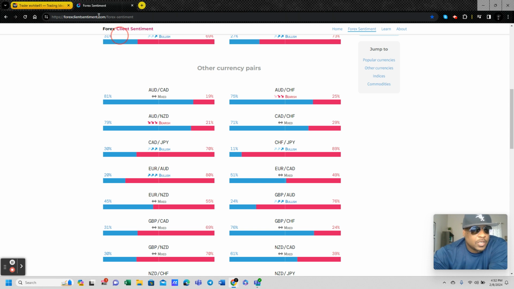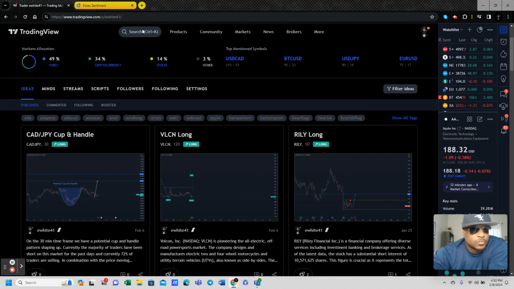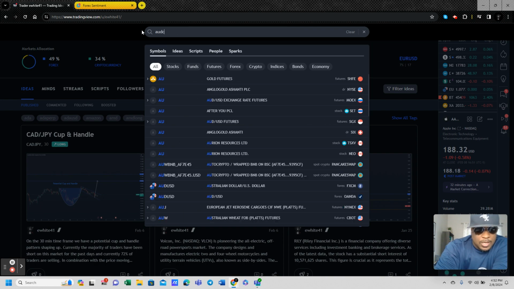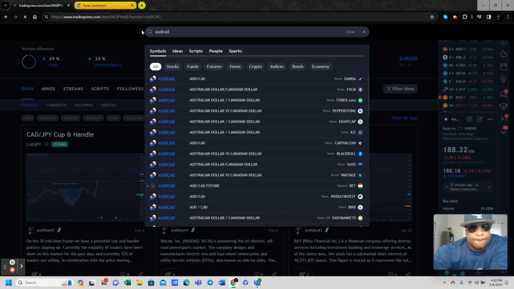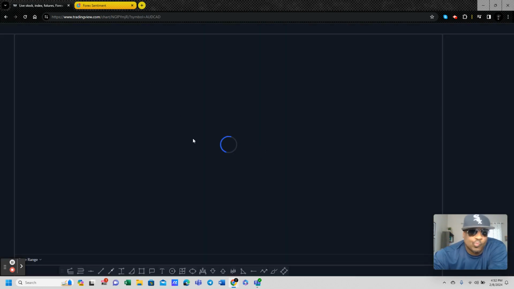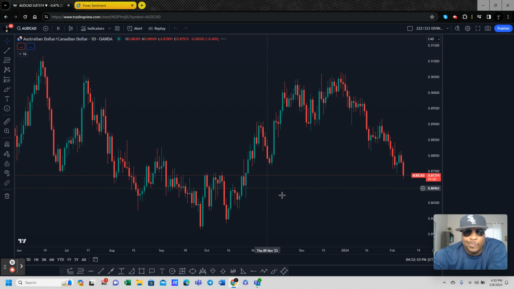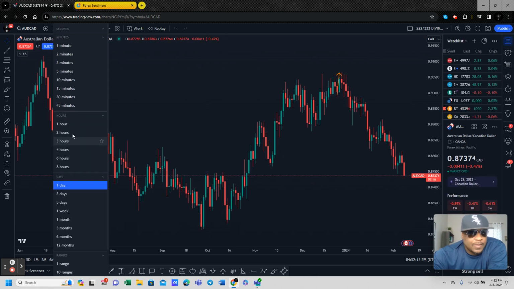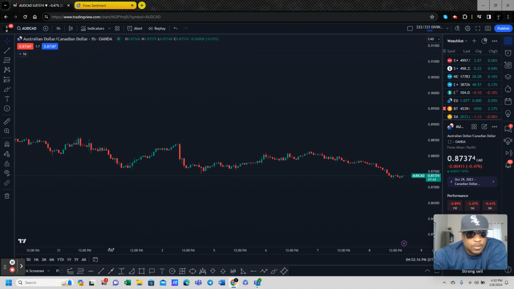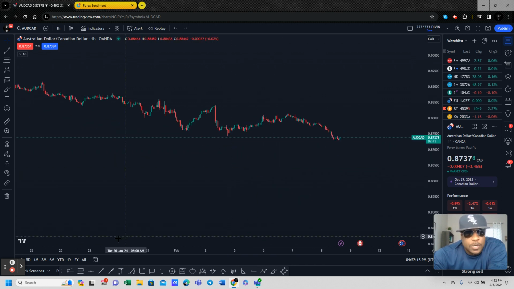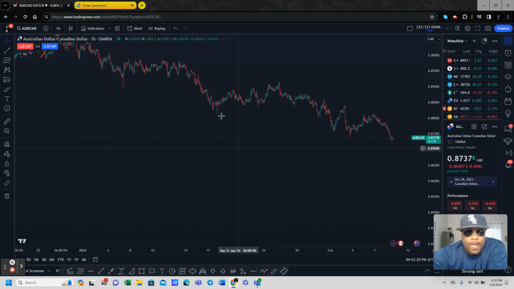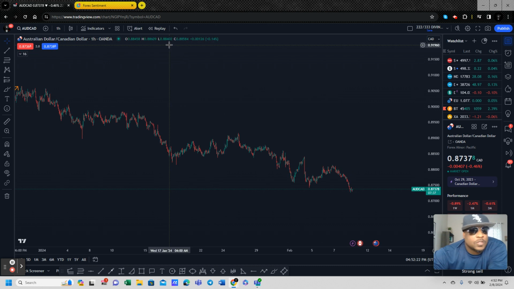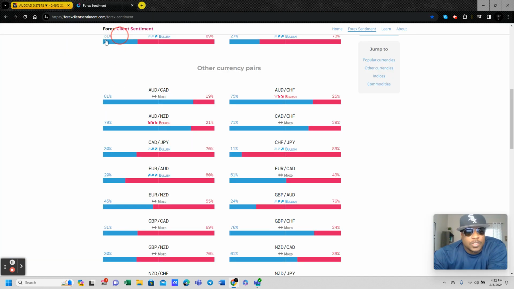Let's look at some other assets in the market. Let's look at the Australian dollar, Canadian dollar, CAD. So we're on a daily chart. We're going to do everything, so let's go on an hourly. Let's see what's shaping up. We're in a downtrend. Let's go back and we'll see.